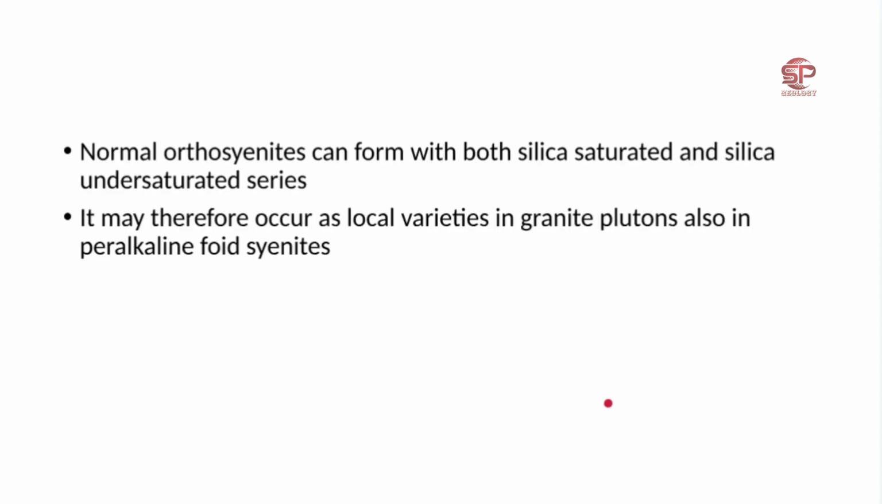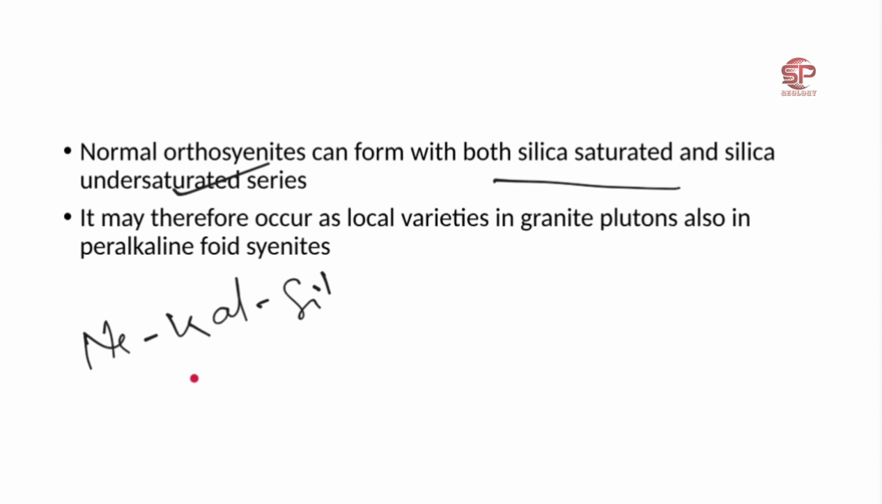Next we are moving to normal. Orthosyenite can form both silica saturated and silica undersaturated syenite series. So from orthosyenite we can get silica saturated and silica undersaturated. And in the case of nepheline syenite, you have already known that, from a silica saturated melt and a silica undersaturated melt, how we get an acidic rock and a basic rock.